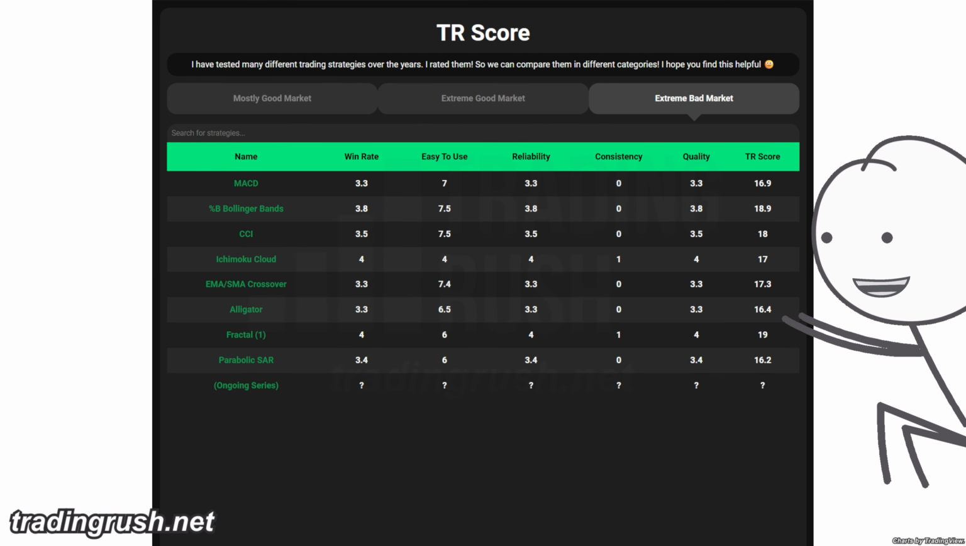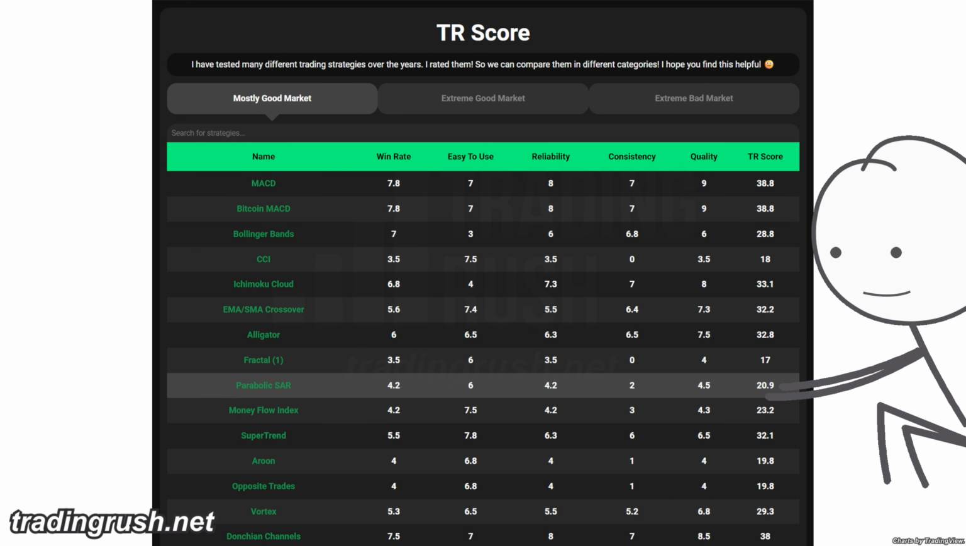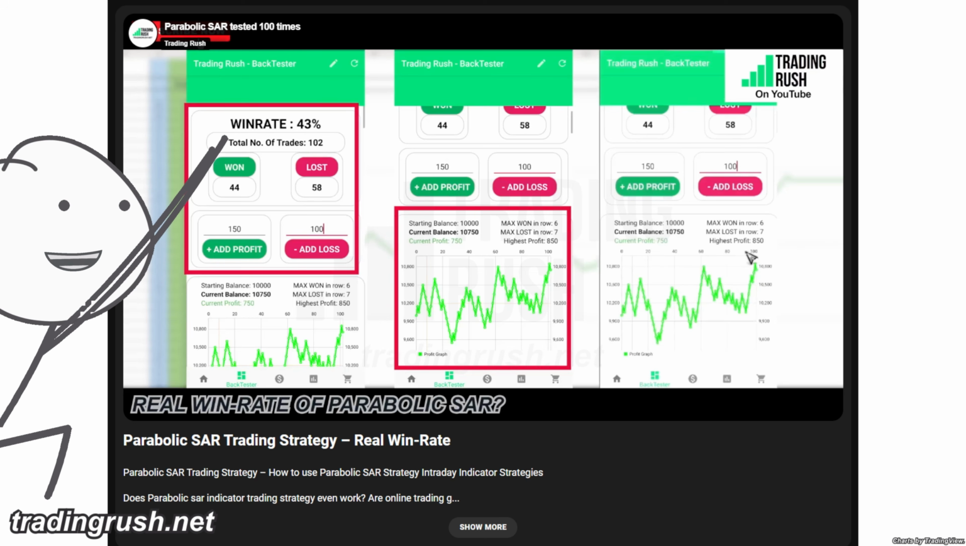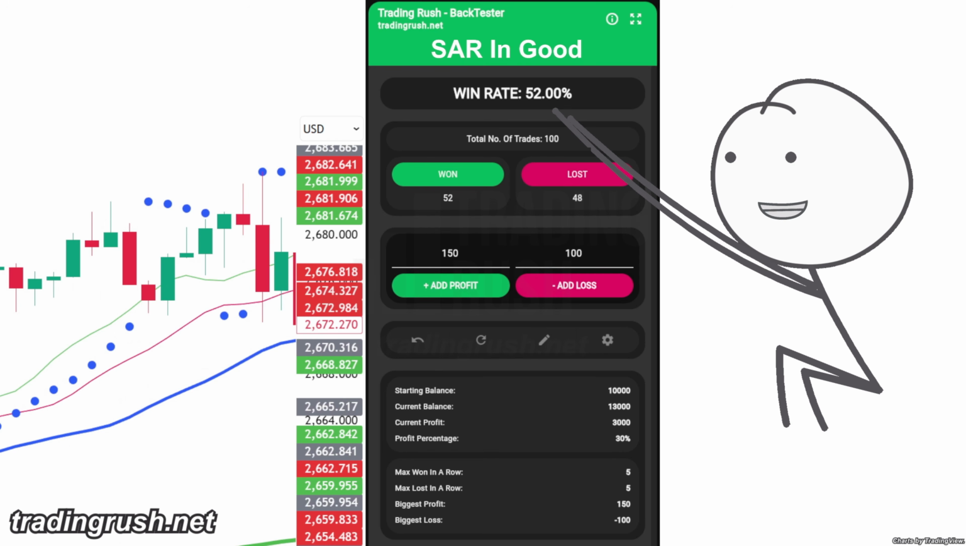All other strategies we have tested in this bad market performed better than this parabolic ball strategy. In the previous mostly good market test, the Parabolic SAR also didn't get a good TR score compared to other strategies. So, you can say this balls indicator gets a break-even win rate in a mostly good market and barely makes money. Even though it got a 52% win rate in the extremely good market, it was not the highest win rate we have seen in the same market structure in this testing series. So, the indicator was not that great here either.